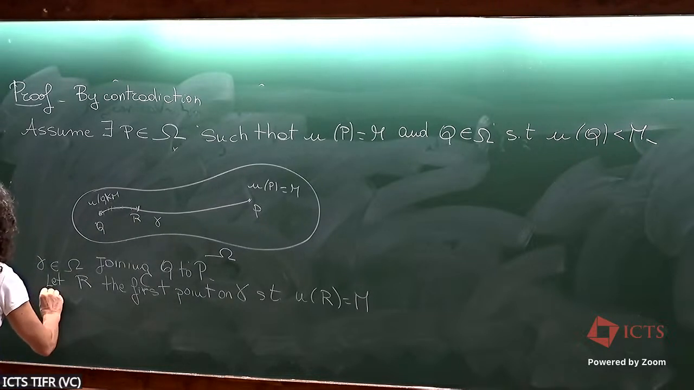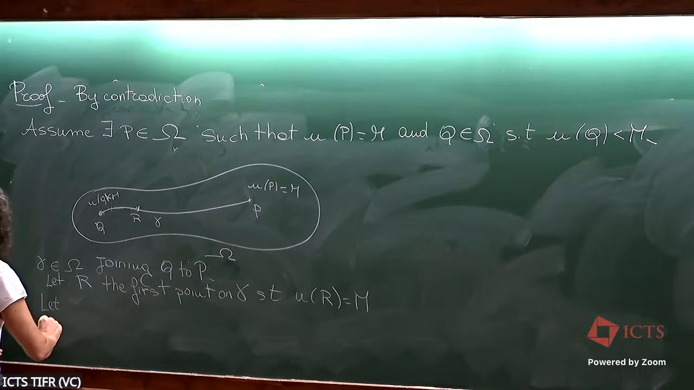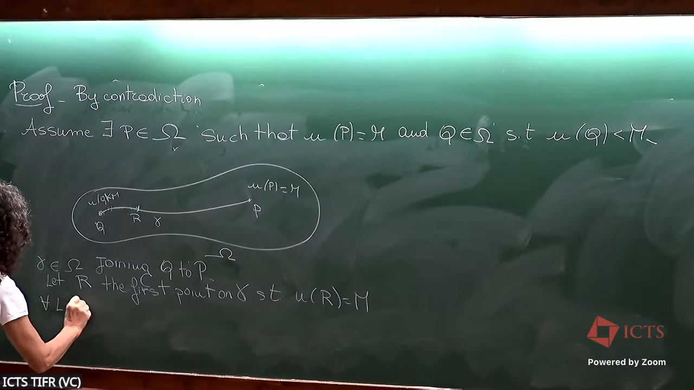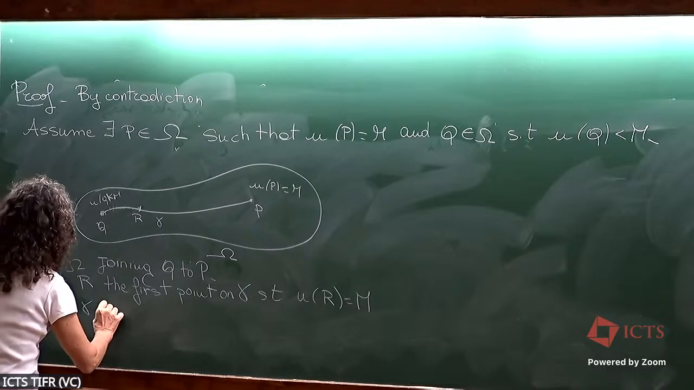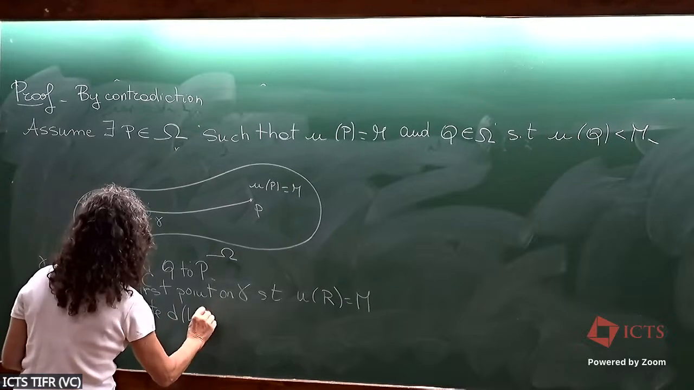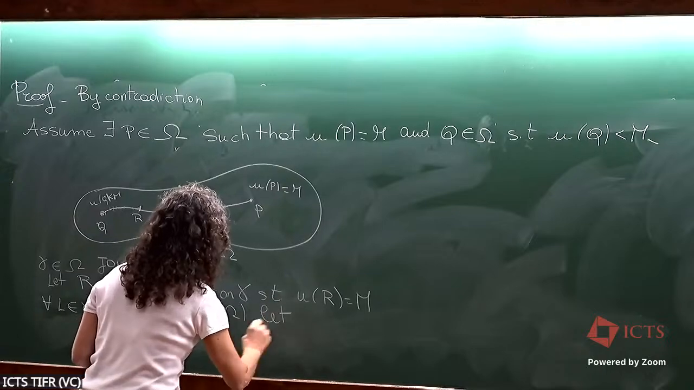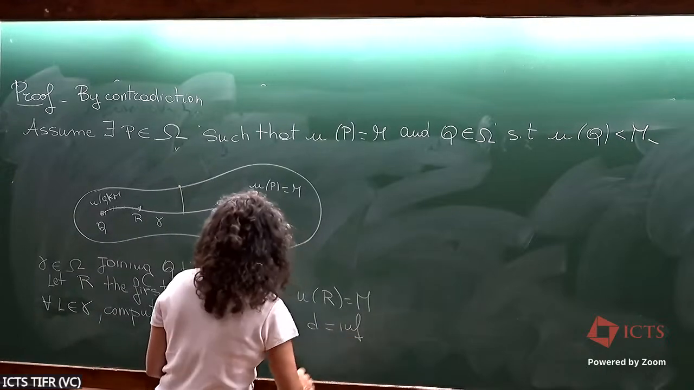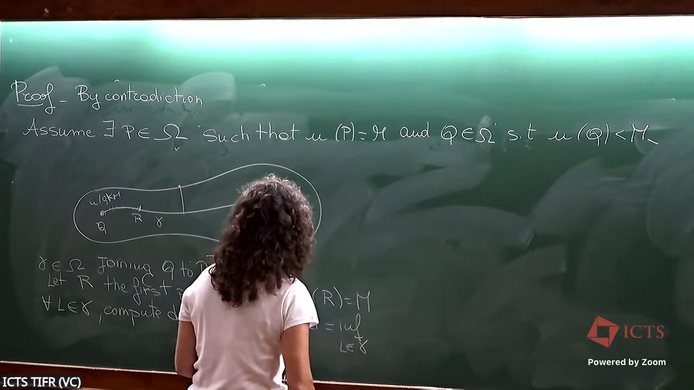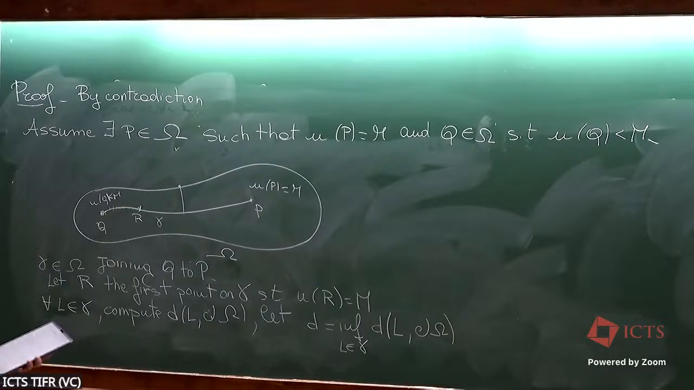And now we want to define some balls around. So we have to define a distance that we can take without going out of omega. So for any L in gamma, we compute the distance between L and the boundary of omega. And then you let d equal the infimum over all the points L of gamma of the distance between L and the boundary of omega. So you take the smallest one.